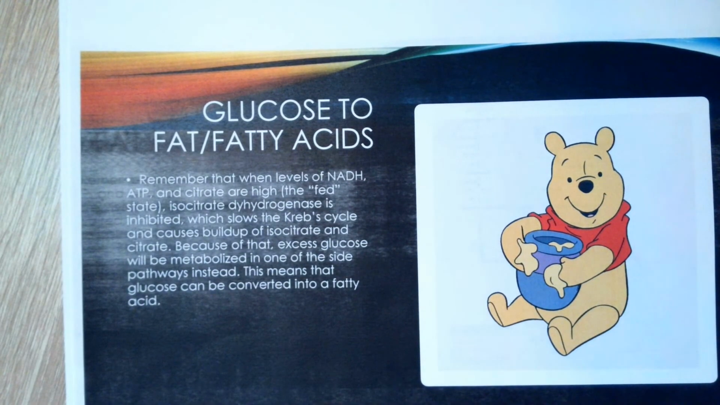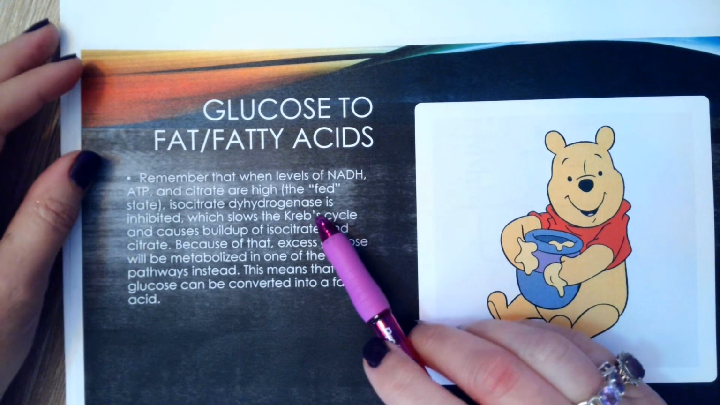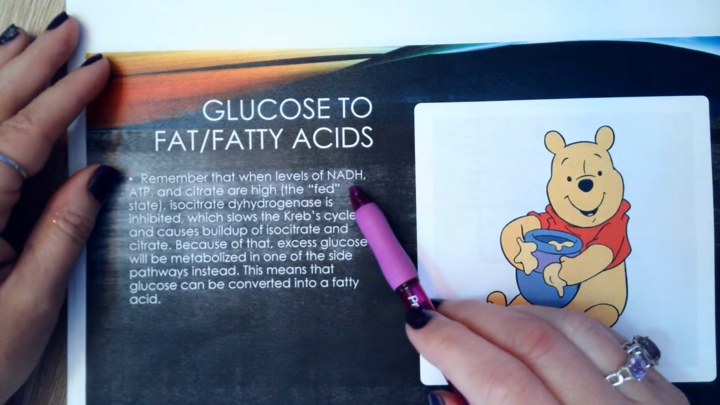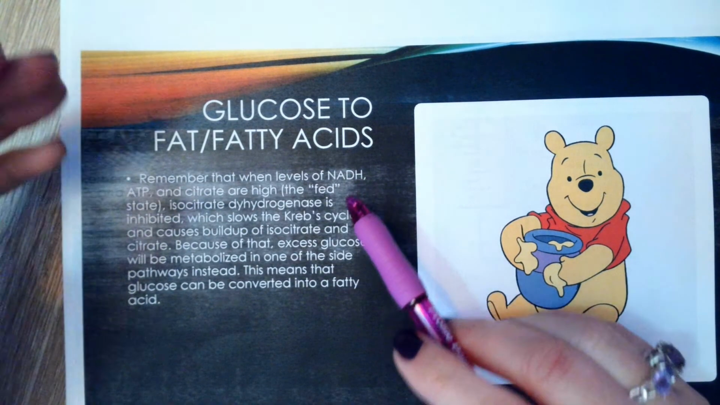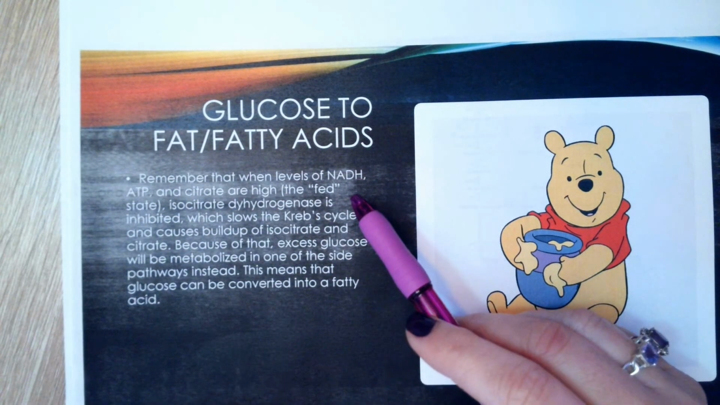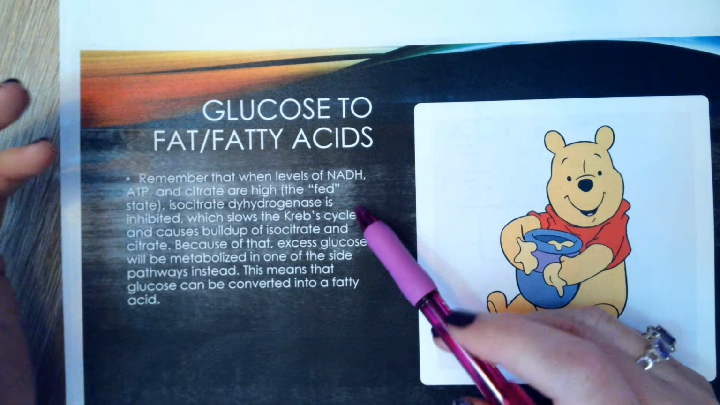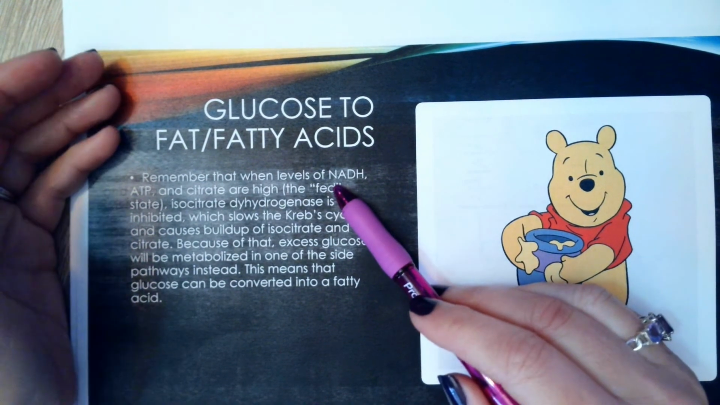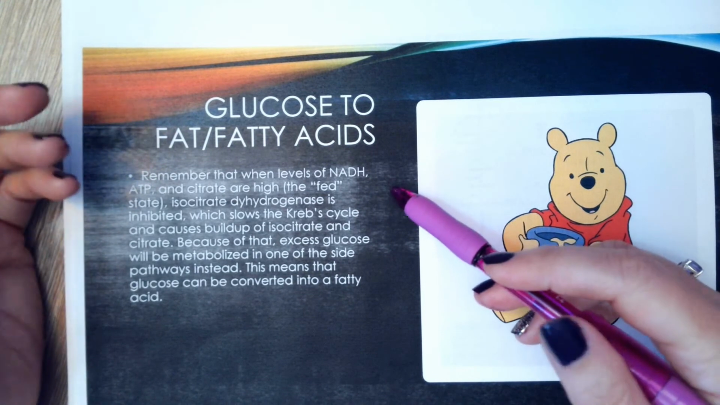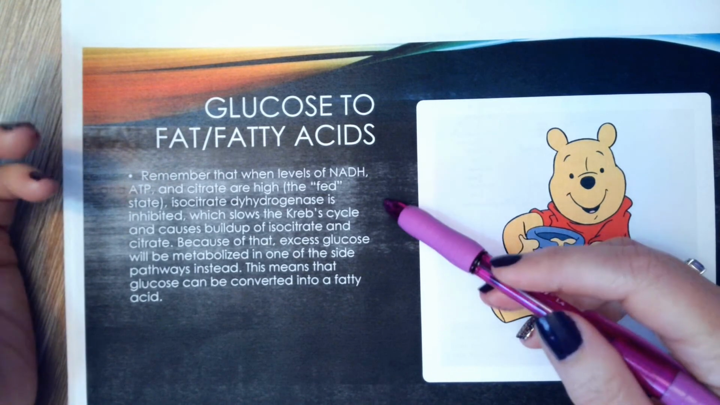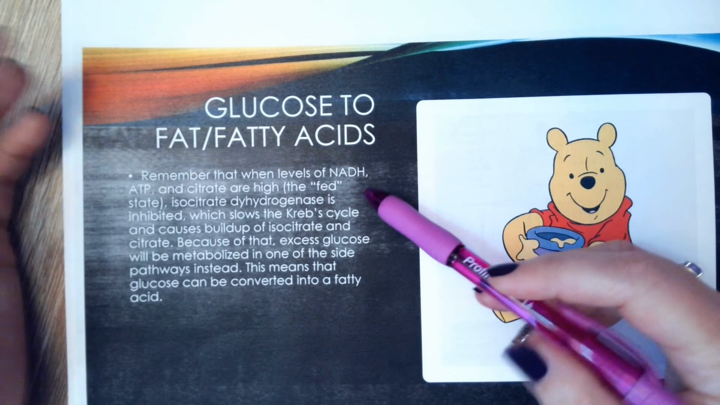So we need to think back to what we already know, which is that when we have a lot of NADH in the cell, a lot of ATP, a lot of citrate, we're in the process of making a lot of energy. We're in the fed state, so we have recently ingested food and we are processing it, metabolizing it, creating energy out of it. We've already got enough energy.